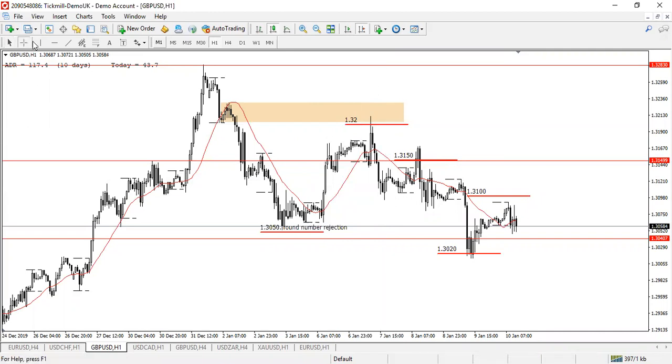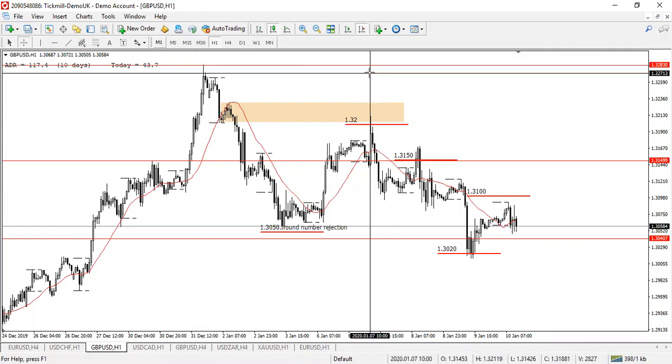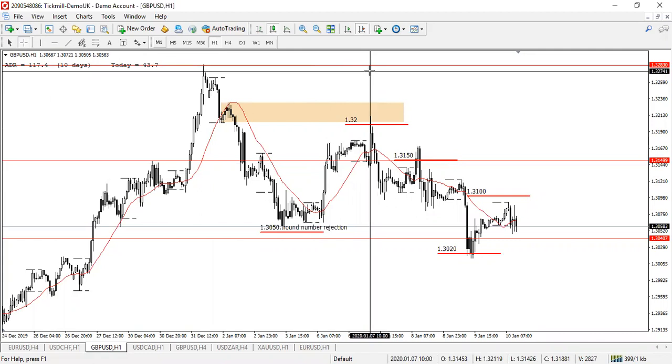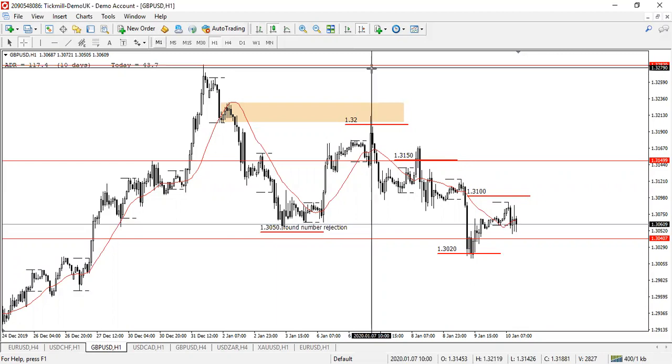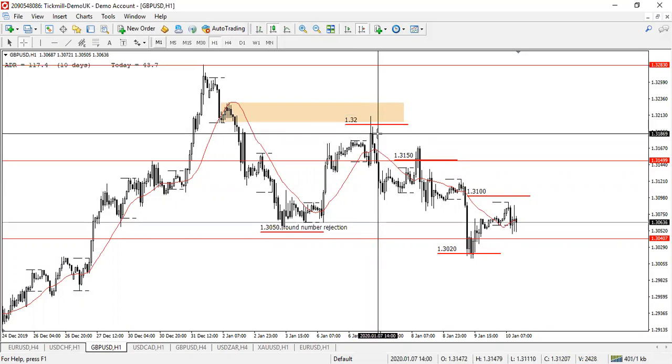And what do we have here, guys? This is pure, clear round number rejection, which happened during London, because this is 10 o'clock GMT plus 3. That's my time. During London, this is when this rejection happened. So how might you have entered this? You might have sold right after closure of this candle here. Where do you take profit?